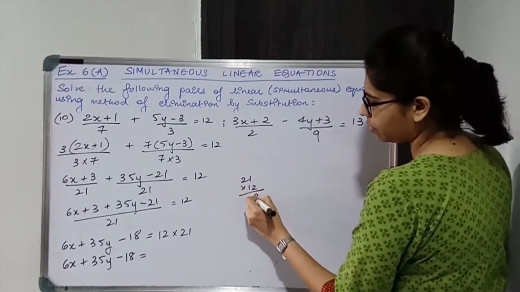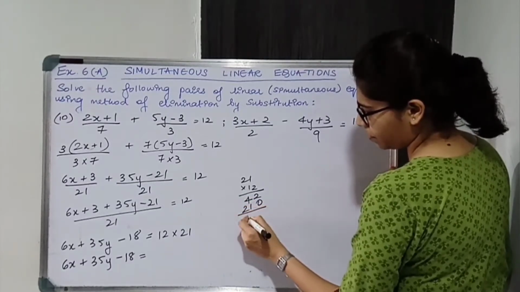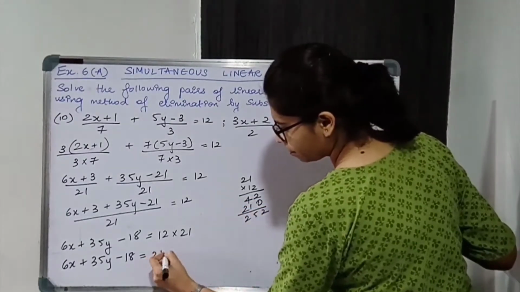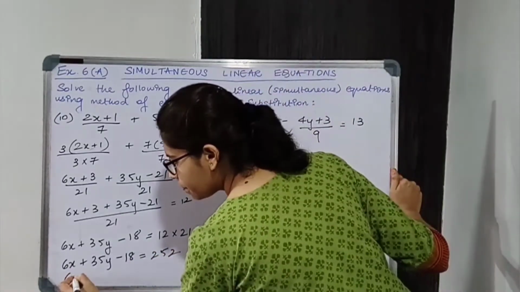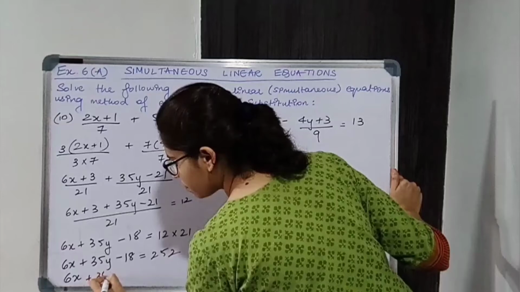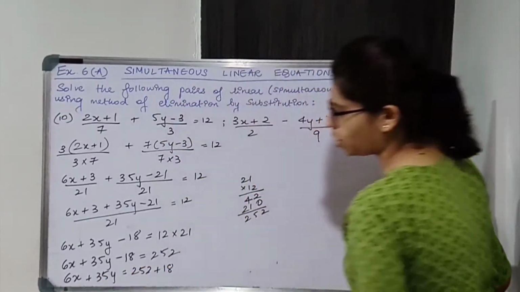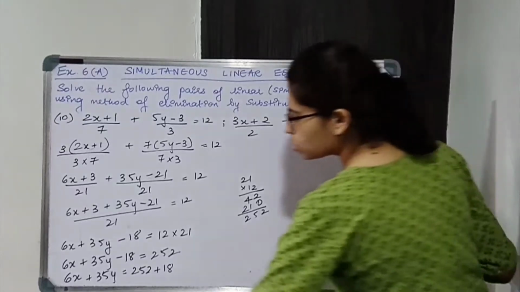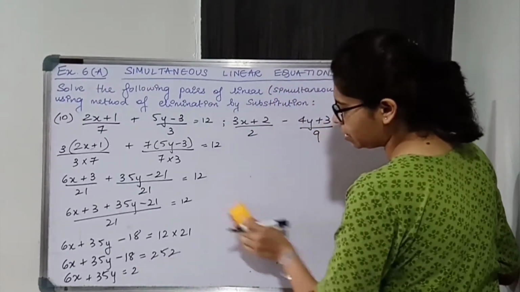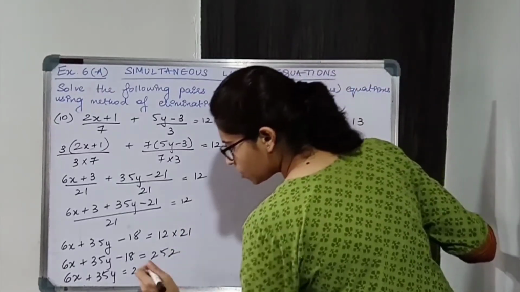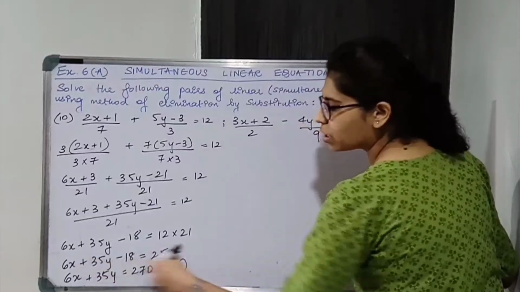So that will give 252. Okay, shifting 18 on the other side, 252 plus 18 will give 270. I'm directly writing 270 because I don't have enough space. So 270. Now we have it in normal form, so number it.